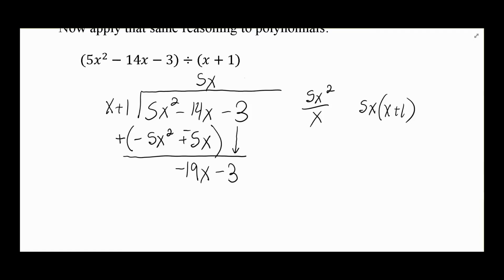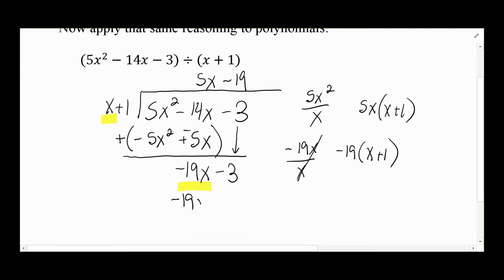The next thing to do is to basically start over and do it all over again. So again, we'll say, how many times does x go into negative 19x? That's where we think, all right, negative 19x over x, the x's divide out, and I'm left with negative 19. Now is where we multiply. We multiply that negative 19 times the x plus 1, and that gives me negative 19x minus 19.